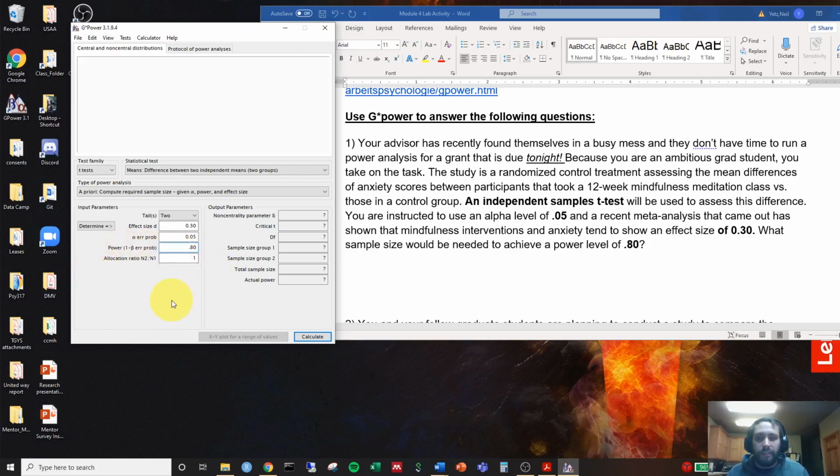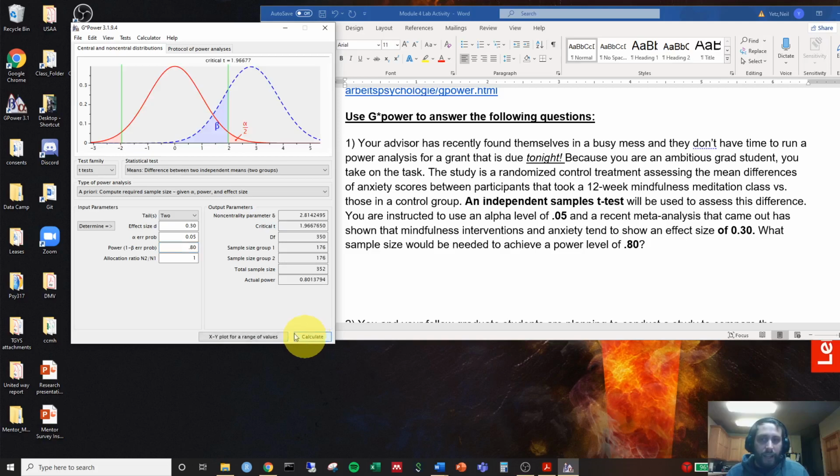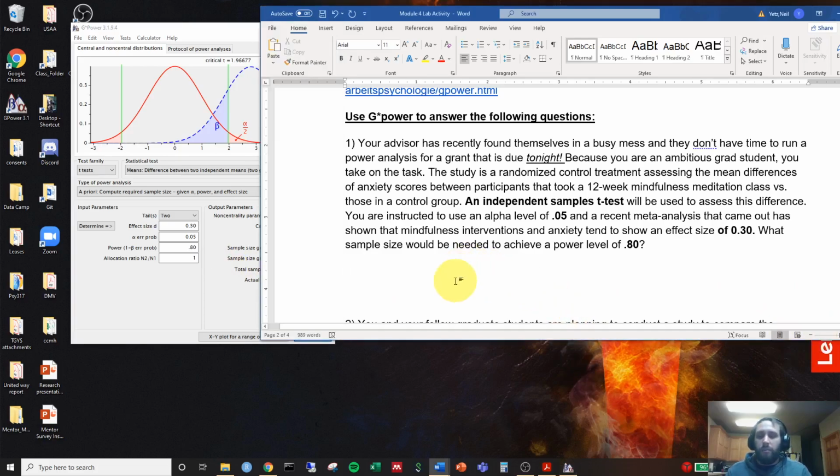So we say, okay, we have everything correctly set on here, and we press calculate, and it gives us our fancy chart that looks really nice. We have a critical t. We need a critical t of 1.96 in order to get a significant effect. Our degrees of freedom is 350, and our groups would be 176 each, and we need a total of 352 participants.